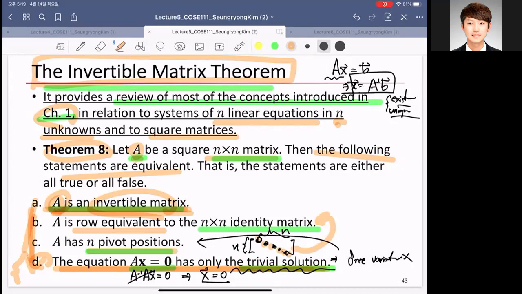Any other question? Because this is a very, very important theorem. So if you are not clear or if you want some high level understanding, please let me know now. Very, very important.